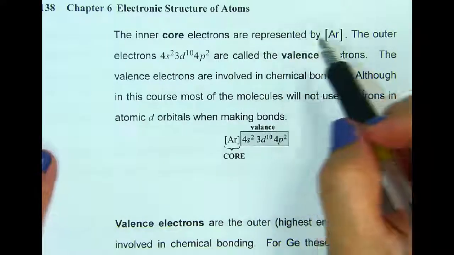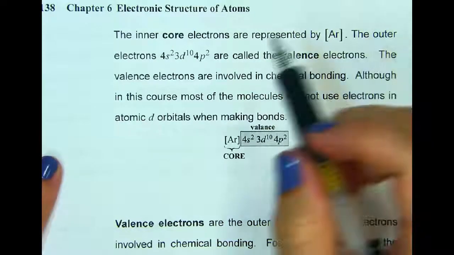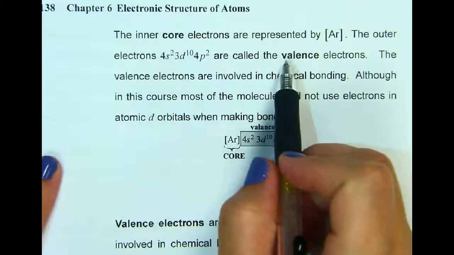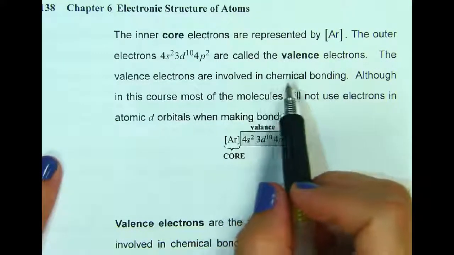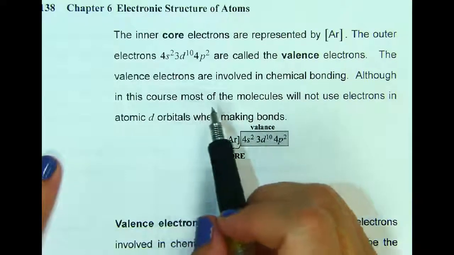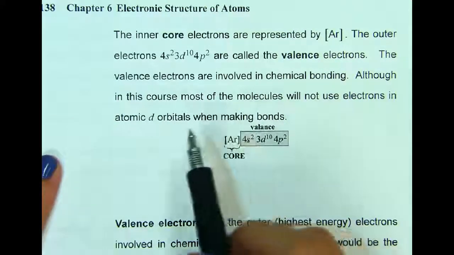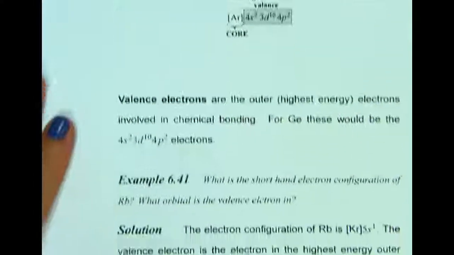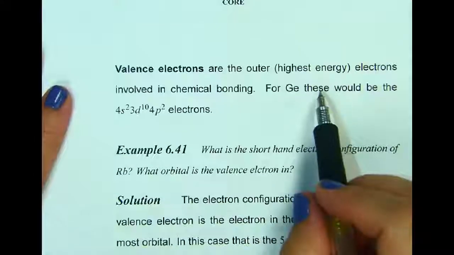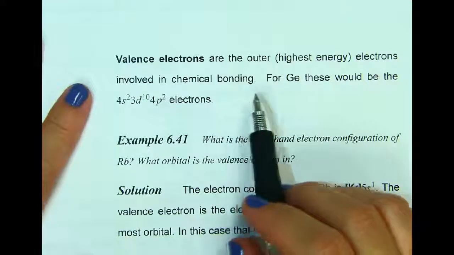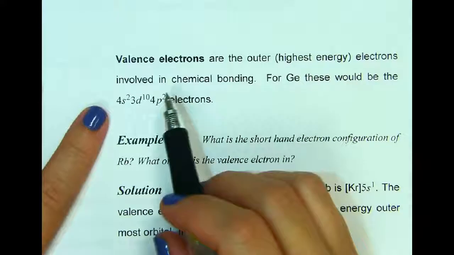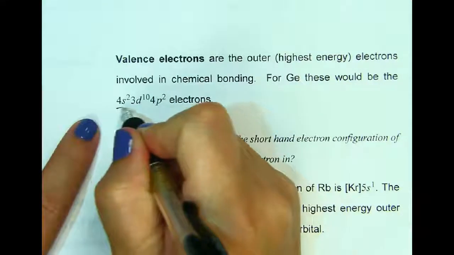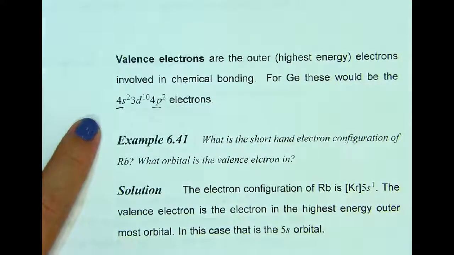The inner core electrons are represented by argon. The outer electrons, 4s2, 3d10, 4p2, are called the valence electrons. The valence electrons are involved in chemical bonding, although in this course, most of the molecules will not use electrons in atomic d orbitals when making bonds. Valence electrons are the outer, highest energy electrons involved in chemical bonding. For germanium, these would be the 4s2, 3d10, 4p2 electrons, or more specifically, the 4s2 and the 4p2 electrons.